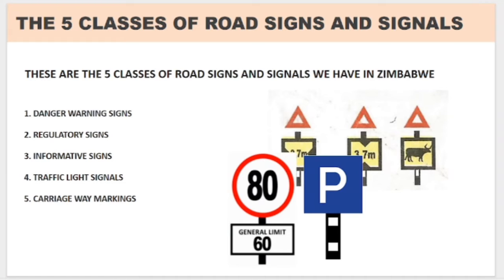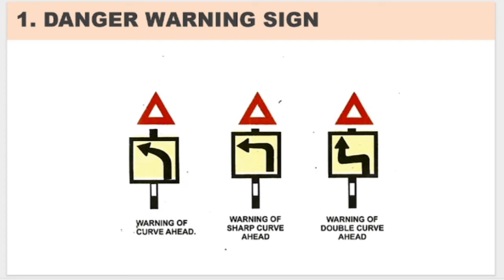Like I said, we have these 5 classes of road signs and signals. We have danger warning signs, regulatory signs, informative signs, traffic light signals, and carriageway markings. So don't worry much about that, as we're going to be looking at them specifically as we go on in this video. The first one we're going to be looking at is danger warning signs. These are some of the danger warning signs that we have, right?